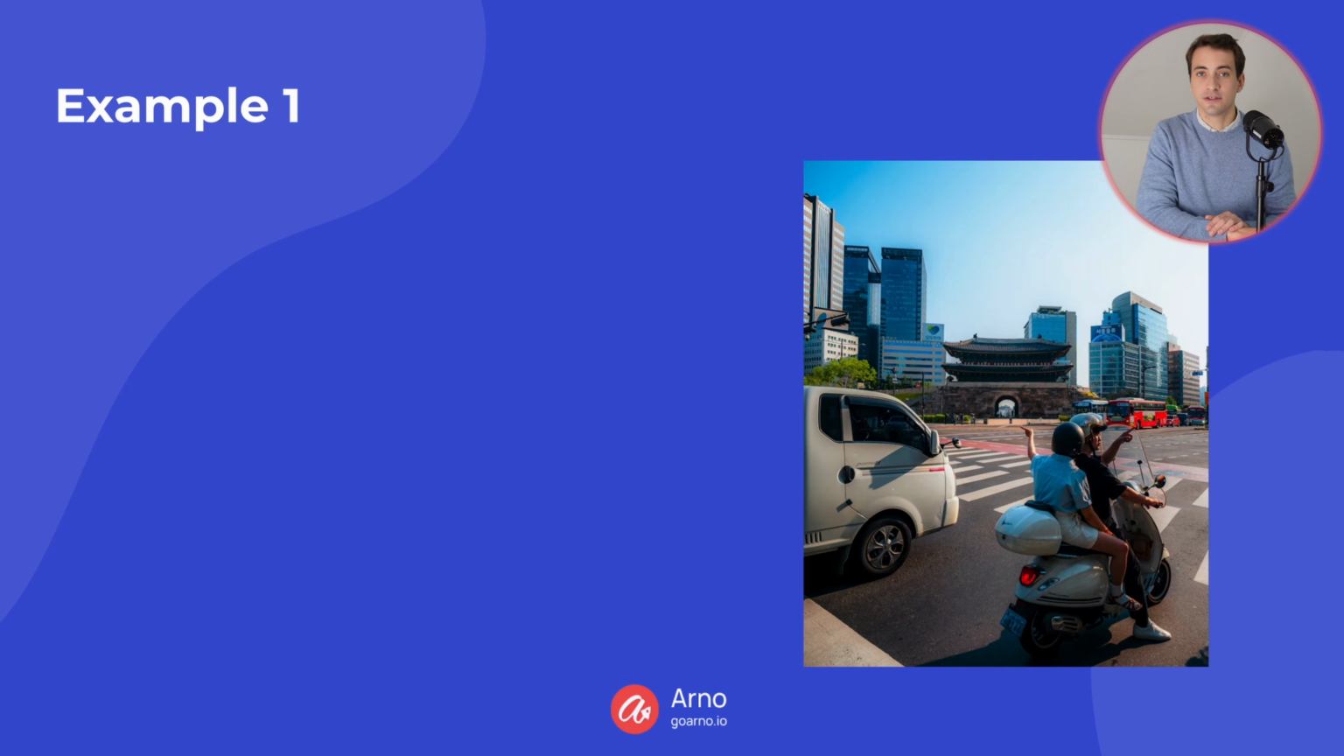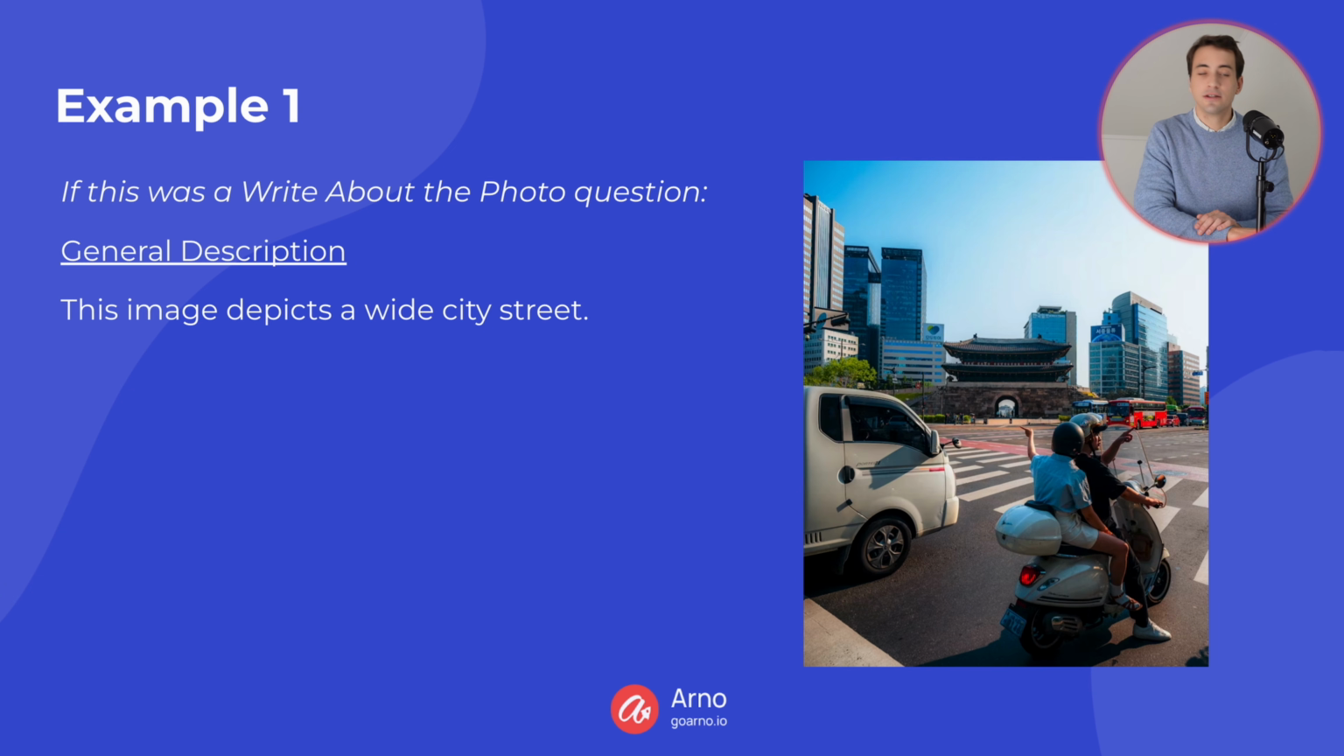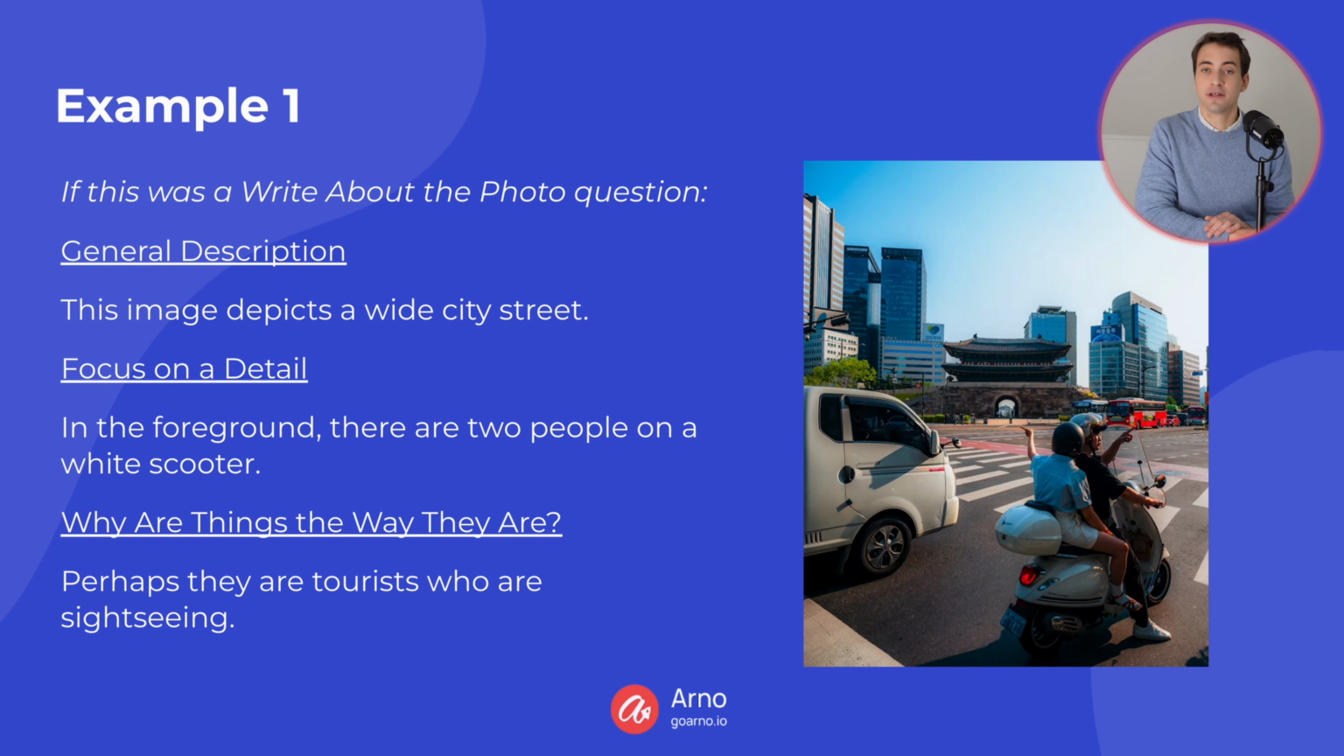All right, here's the first example, and here is the Write About the Photo response. This image depicts a wide city street. In the foreground, there are 2 people on a white scooter. Perhaps they are tourists who are sightseeing.